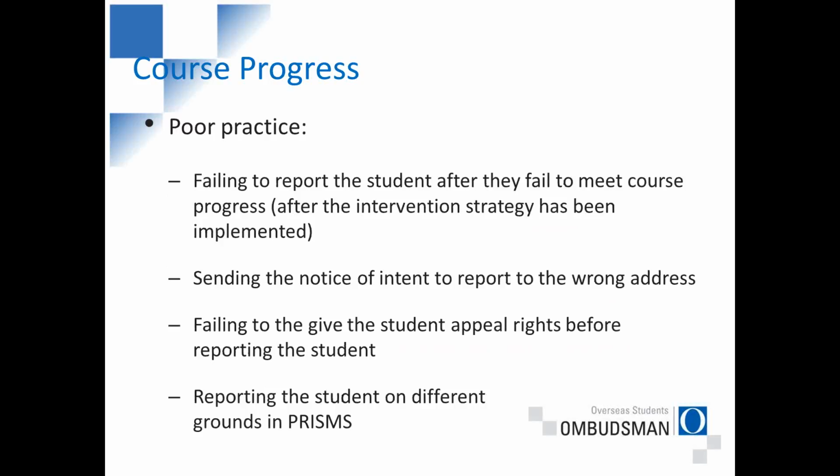Okay. So we've also seen providers where they do have a definition of what is failing to make course progress, and they've got a time frame for implementing that intervention strategy. That time frame passes. The student may or may not participate in the intervention strategy. They are then deemed to have failed, but the provider doesn't do anything. So that would be a breach of Standard 10, in terms of there is a requirement for providers to report to immigration where the student has failed, according to that definition in the course progress policy, so that immigration can consider whether or not they're a genuine student.